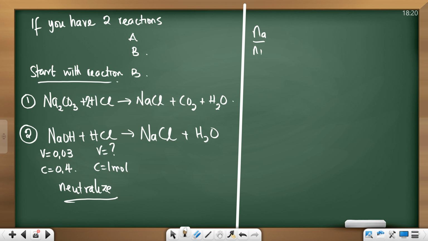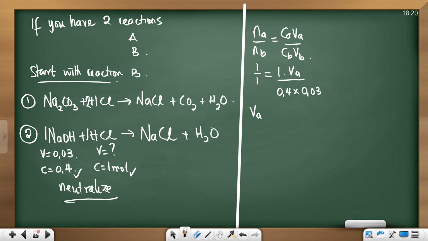Na over Nb equals to what? CaVa over CbVb. Do I know the number of moles of acid? 1. Number of moles of base? 1. Oh, 1 over 1. Concentration of the acid? 1. Volume of the acid? Unknown. Concentration of the base? 0,4. Volume of the base? 0,03. Check my calculation for me.